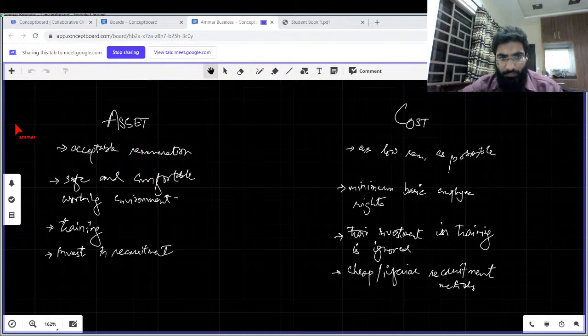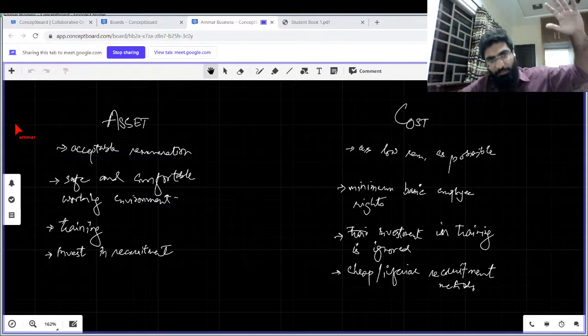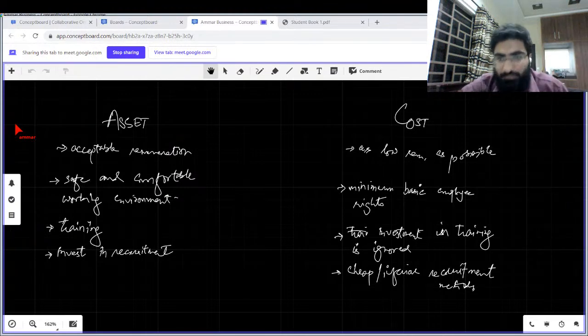What is that, bird's eye view? Bird's eye view is if you are looking at something from very far up, you only see the overall picture. Okay.